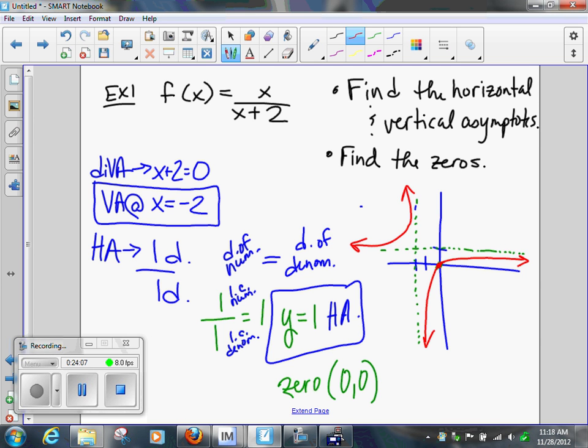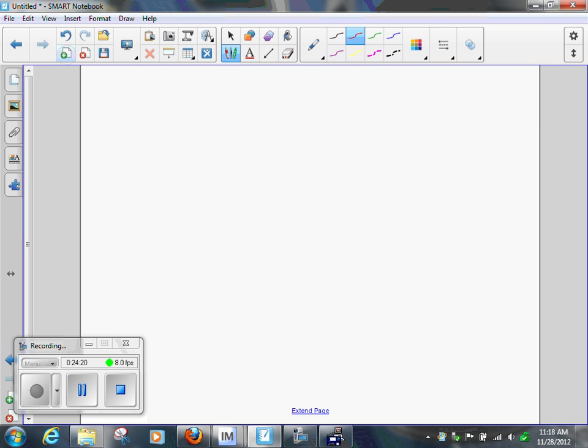But let's look at it. Okay, let's look at another example. Something a little bit odd. Let's look at this one. Star-worthy problem. I'll just tell you that right now. Okay? Let's look at the function x to the 4th over 6x plus 12.